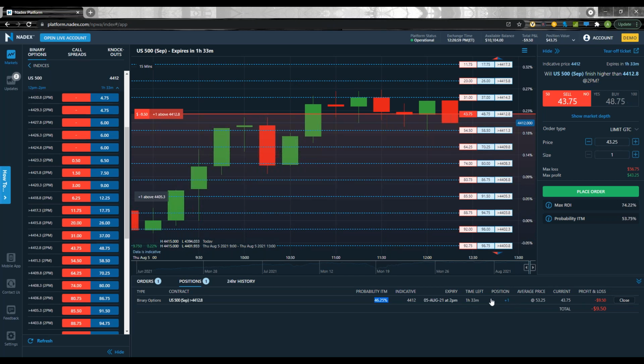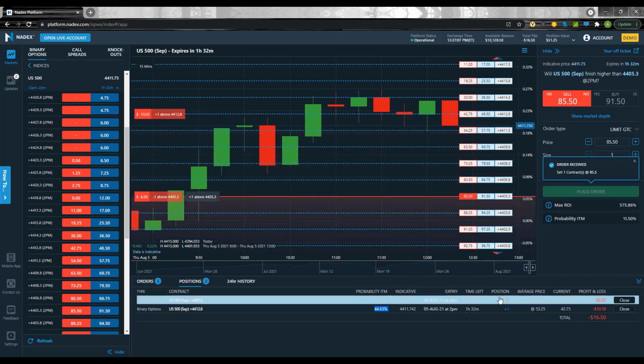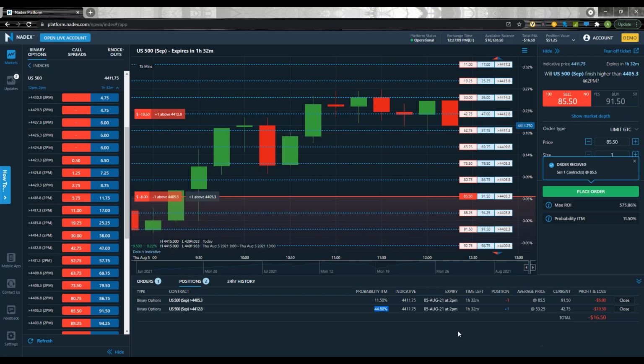We have a position here. So this is +1. If I had two positions, it would be +2, +3. If I was on a sell side of a contract, so we can do that here, it would say -1, right? So now we have our sell side contract as well.